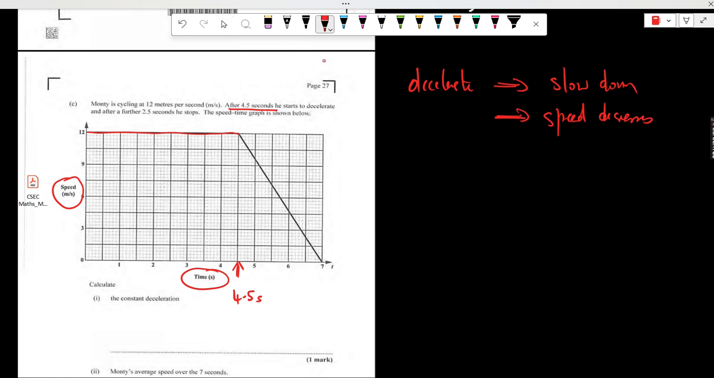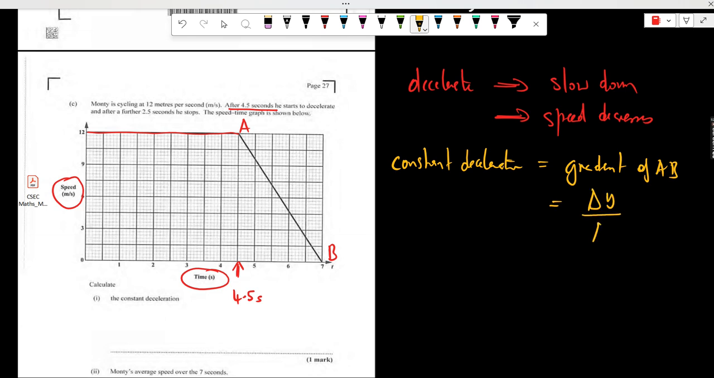So let me call this point here A and this point B. The constant deceleration is going to be the gradient of AB, but we normally write the positive value. So the constant deceleration is equal to the gradient of AB, which is the change in y over the change in x. In this case, because speed is on the y-axis, this is the change in speed v divided by the change in time t.